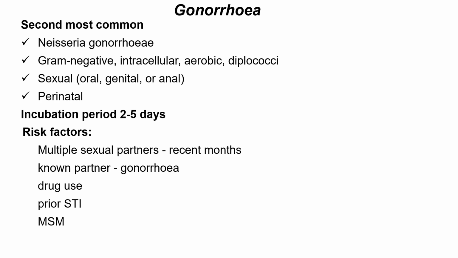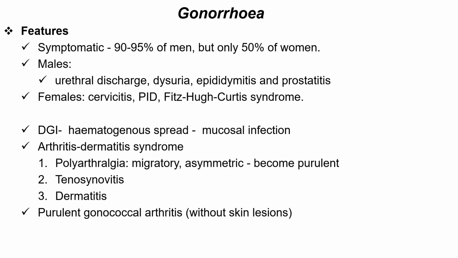Incubation period is around 2 to 5 days. Having multiple sexual partners in the recent months or a known partner with gonorrhea, drug use, prior sexually transmitted infections, and men having sex with men are the common risk factors. It is symptomatic in around 90 to 95% of males, whereas women are symptomatic in only 50% of the cases.